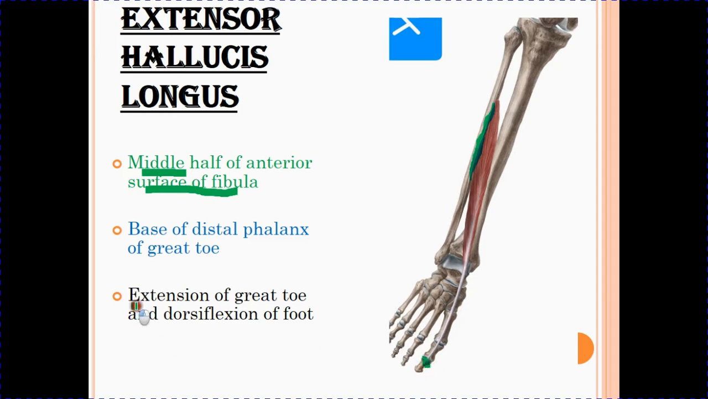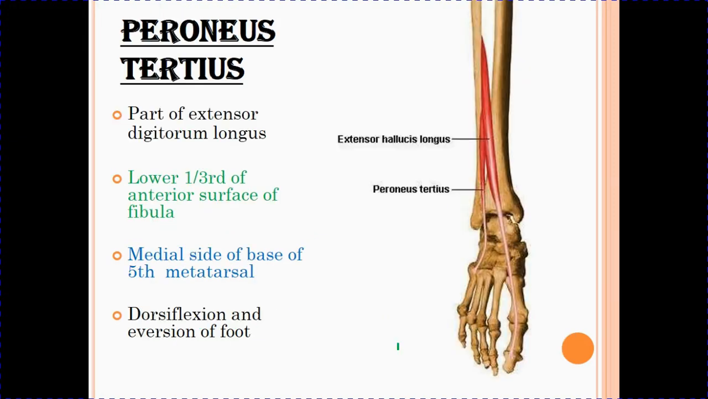It can perform extension of the great toe as well as dorsiflexion of the foot. So extension of the big toe is performed by extensor hallucis longus. Extension of the lateral 4 toes is performed by extensor digitorum longus. The last muscle is the peroneus tertius muscle. Some authors say that it is a part of extensor digitorum longus.